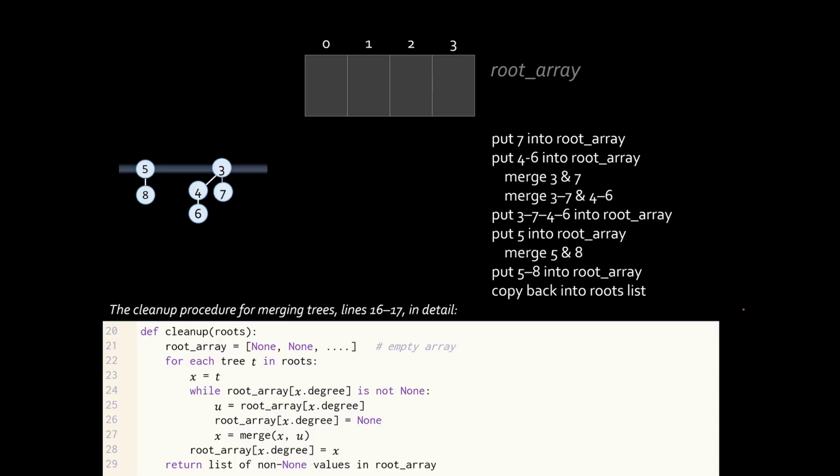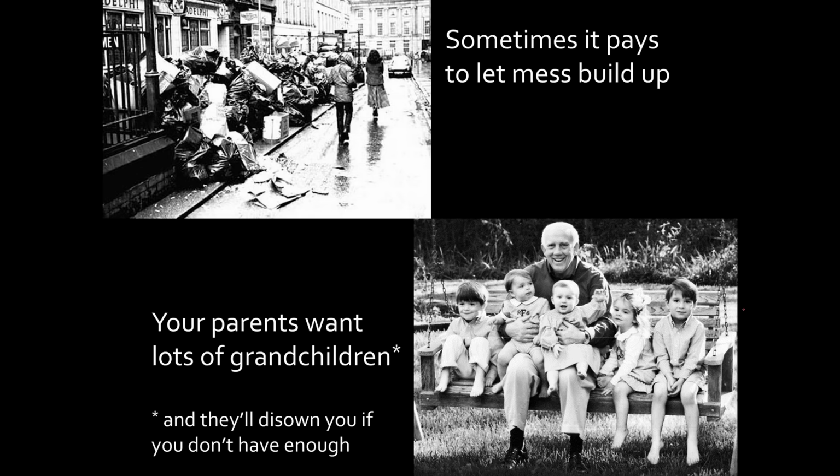So let's just recap. The Fibonacci heap uses two principles. Principle number 1, sometimes it pays to let mess build up, because it can sometimes be more efficient to do cleanup in batches rather than small bits of tidying up as you go along. Second rule is that your parents want lots of grandchildren, and they achieve this quite straightforwardly. If you don't have enough children, then your parents will disown you.